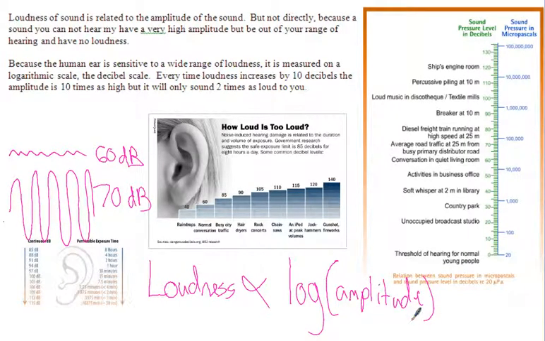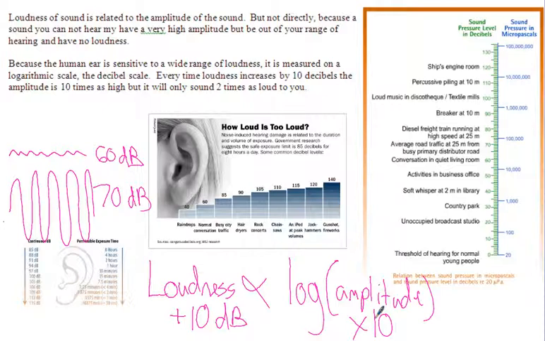Because the loudness is proportional to the log of the amplitude, every time the amplitude goes up 10 times bigger, the loudness goes up by 10 decibels. So basically, you add 10 decibels every time the amplitude multiplies by 10, or the intensity, if the sound is 10 times as intense.